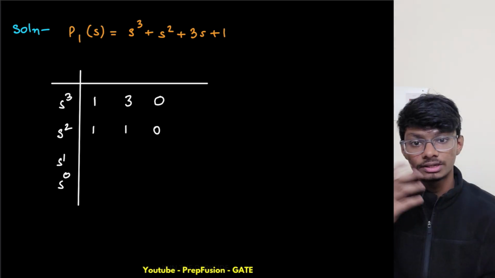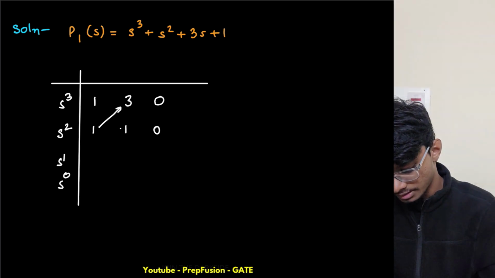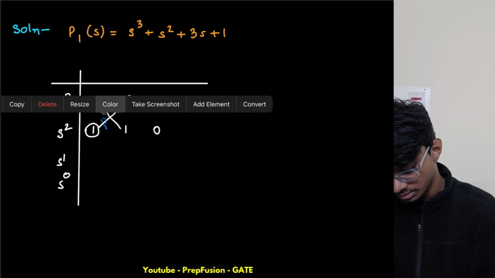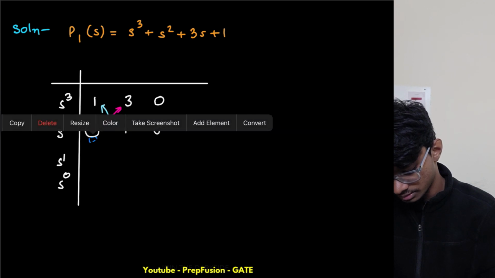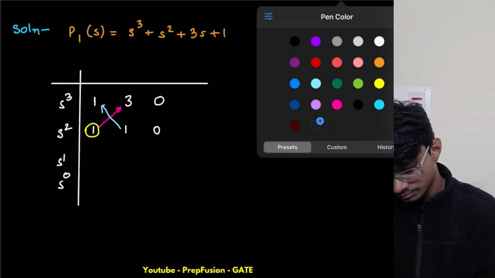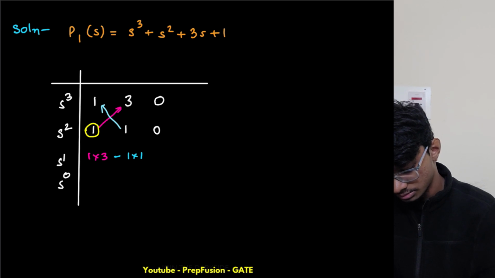Now I have to start my computation, right? What do I do for the computation? Basically, first I multiply this one with this one, subtract this one with this one, and then divide by this, right? Let me write this with some other colors. This is one color, this is another color, and this is some different color, yellow. So I multiply 1 times 3, then subtract 1 times 1, then divide by 1 itself.